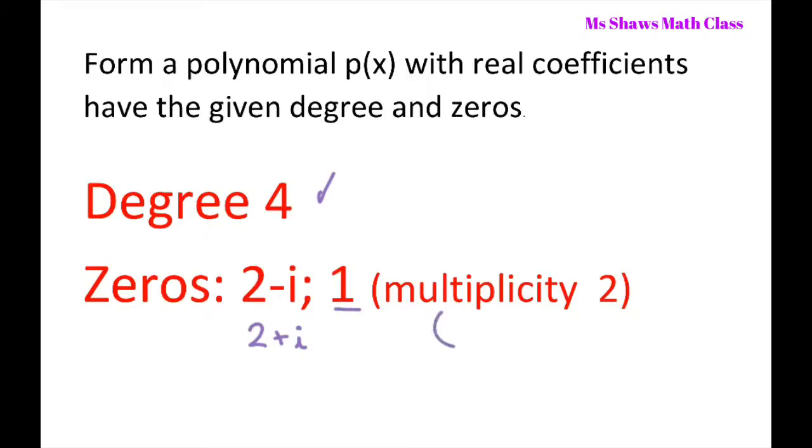We have a zero at 1, so that would mean we'd write that as x minus 1. But our multiplicity of 2 means you square it. Then we're going to put this together and form a polynomial in standard form.